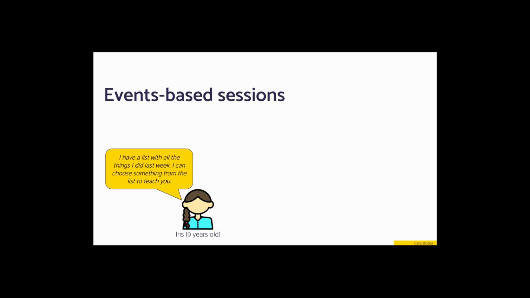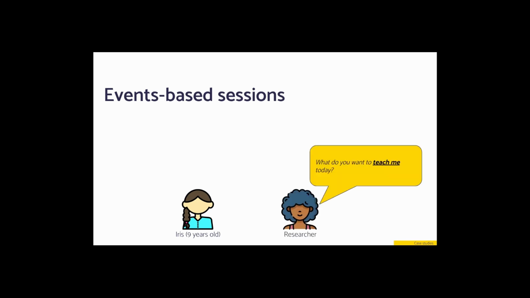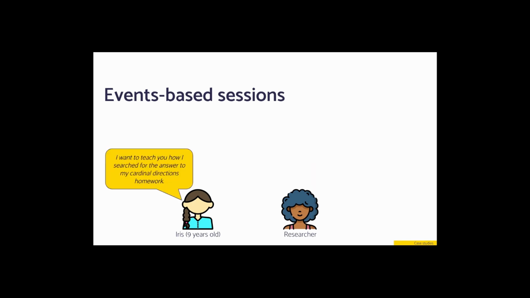"I have a list with all the things I did last week. I can choose something from the list to teach you." As you can see in the researcher's code, we encouraged Iris to choose what she thought was most interesting to teach us. And Iris picked one topic in her list to teach us. "I want to teach you how I searched for the answer to my cardinal directions homework."